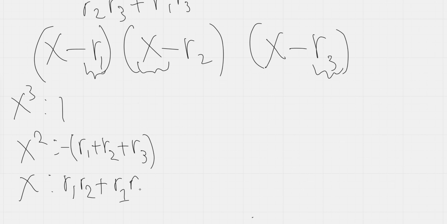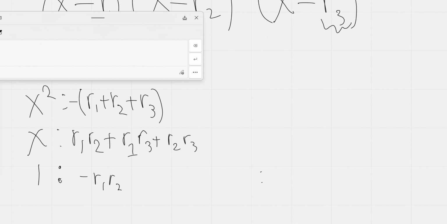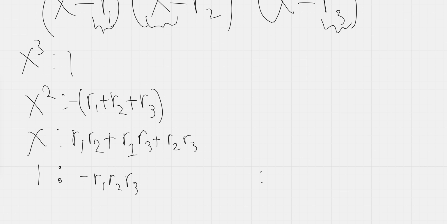Plus r1 r3 plus r2 r3. And for the coefficient of the x to the 0 term, or just the constant term, it's going to be minus r1 times minus r2 times minus r3, which is just the same as minus r1, r2, and r3. So these signs in Vieta's formulas are going to alternate a lot, and that'll be very important, very useful to know.